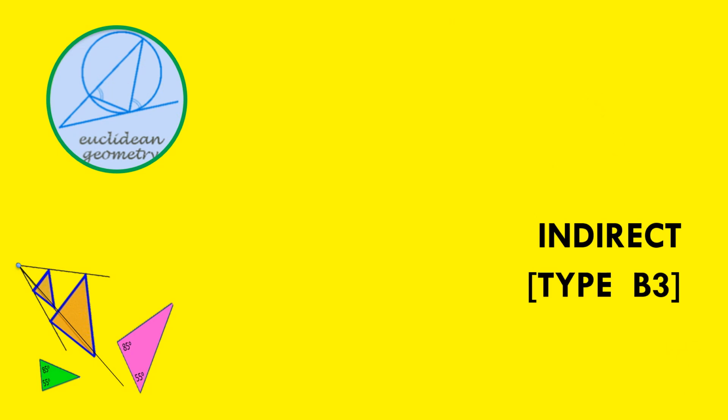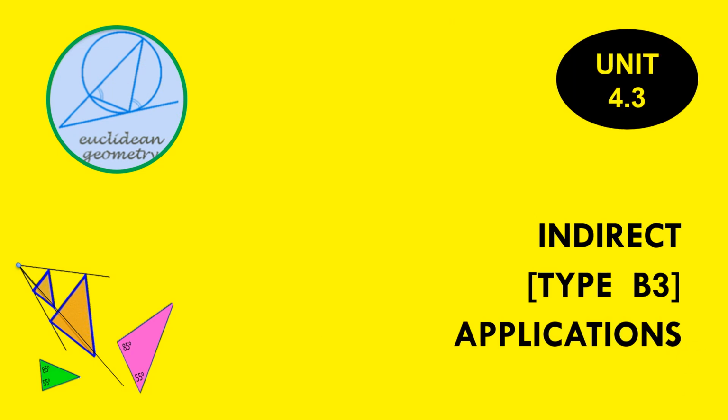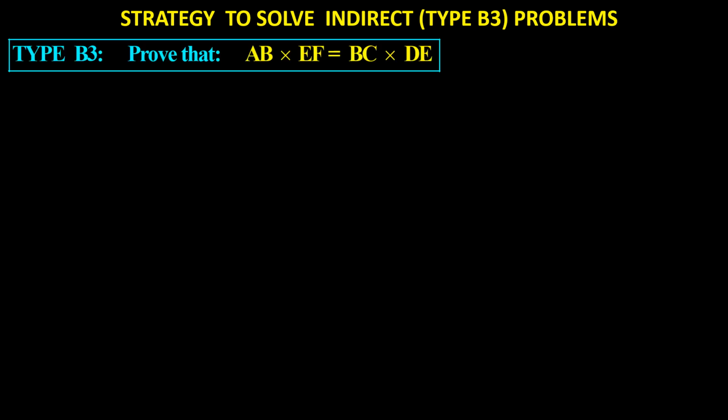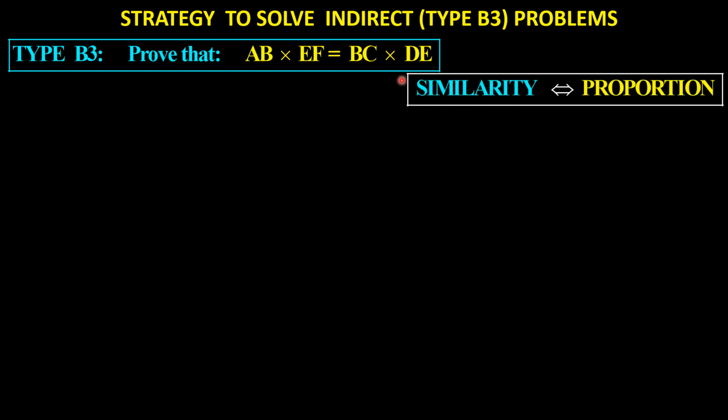Now let's look at the third type of indirect type of applications. Now let's look at the strategy to solve the third type of indirect problem. And this is the type here where we have the proportion, but it's written in this product form: AB times EF is equal to BC times DE, right? Always remember that similarity proves proportionality of triangles.